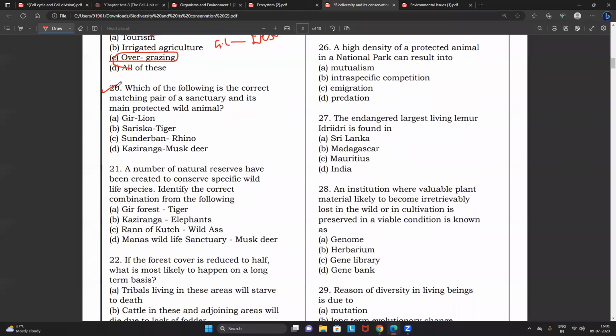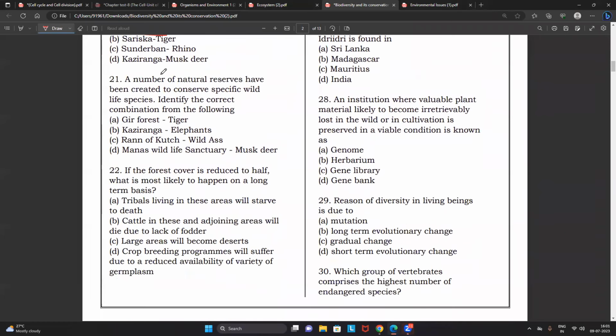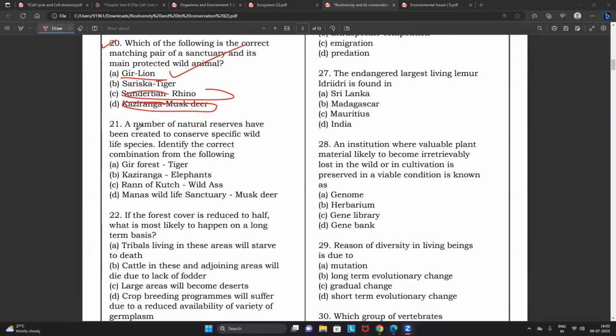Okay. Question number 20. I want you to practice only these. These are more important for the exam. Which of the following is the correct matching pair? Gir will be what, friends? The lion. You remember I told you, the handsome Asiatic lion will be present where? In the Gir. Correct, na? Very good. Anyway, we all know that Kaziranga is the rhinoceros and Sundarbans is the Royal Bengal tiger. So answer A is right.